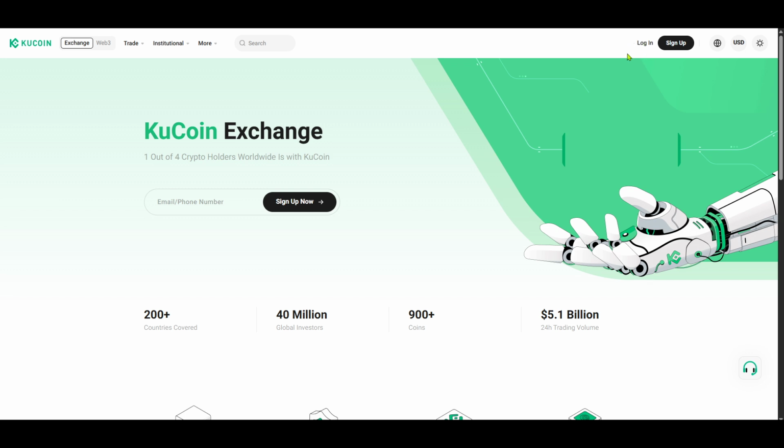Once you're on Kucoin's homepage, the first thing you need to do is log in to your account. Look for the Login button, usually located in the top right corner of the page. If you don't already have an account, you'll need to create one by clicking on the Sign Up option and following the prompts to set up your profile. For those returning, simply enter your credentials and proceed.